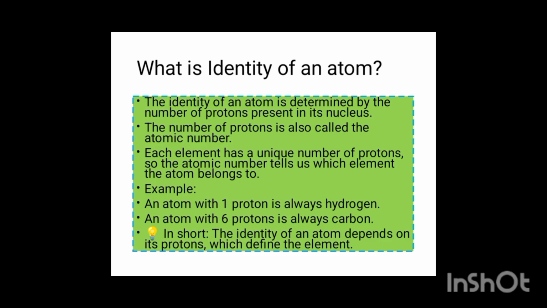What is the identity of an atom? The identity of an atom is determined by the number of protons present in its nucleus. The number of protons is also called the atomic number. Each element has a unique number of protons, so the atomic number tells us which element the atom belongs to. For example, an atom with 1 proton is always hydrogen. An atom with 6 protons is always carbon. In short, the identity of an atom depends on its protons. If I say hydrogen is the first element, that means hydrogen's proton number is 1. If I say carbon is the 6th element, its proton number is going to be 6.